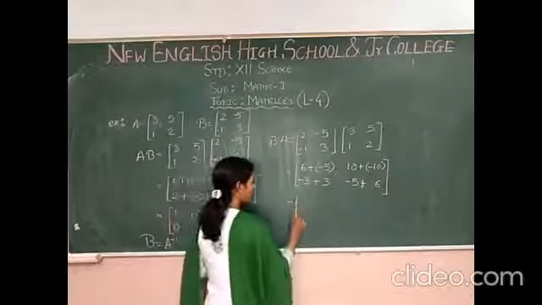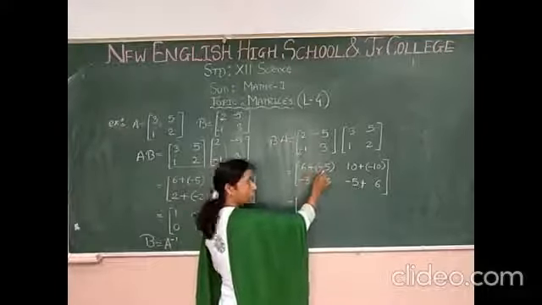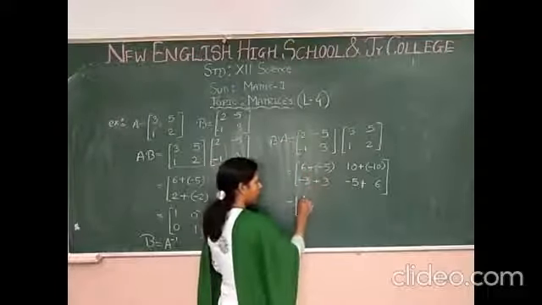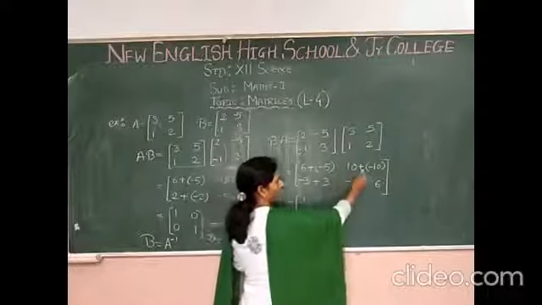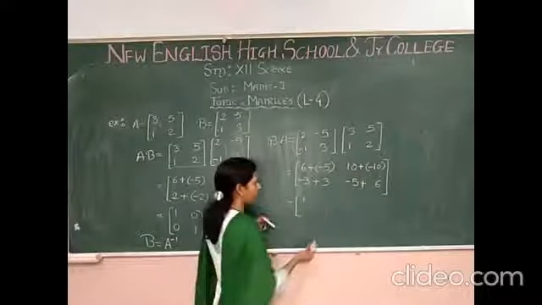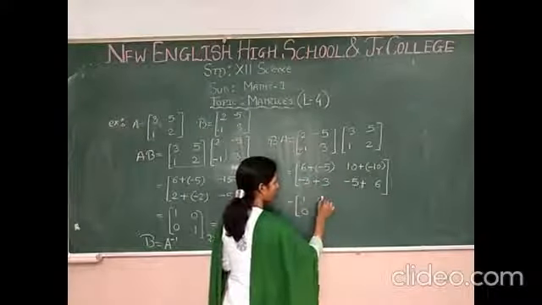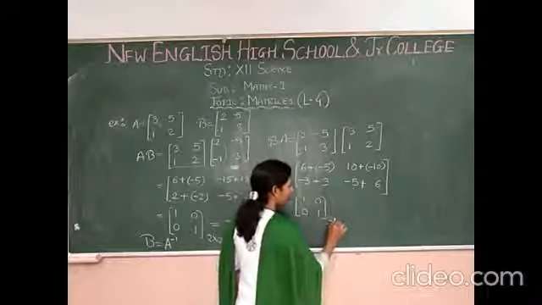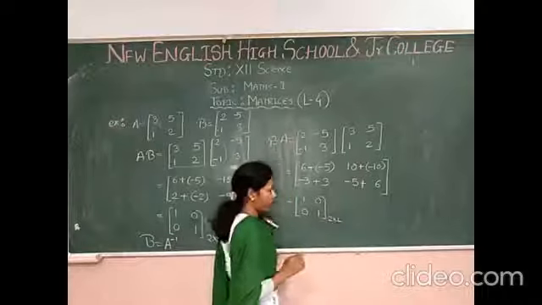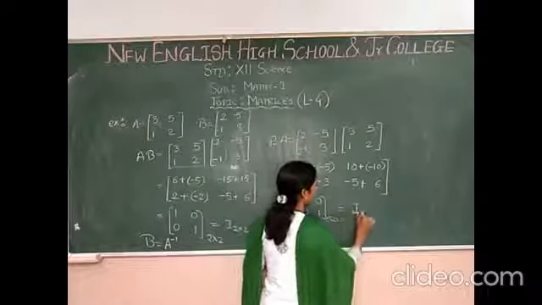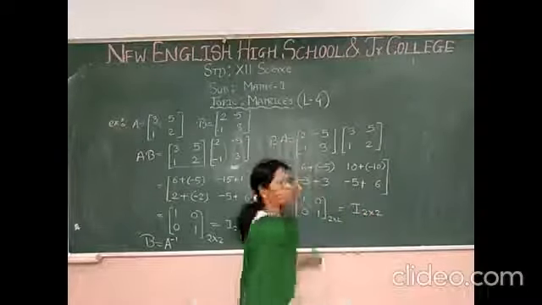Equals to -6 plus -5, that is -5. This is 1. 10 plus -10, that is 10 minus 10, 0. Here it is 0. Here it is 1. Which is again a matrix of 2 by 2, identity matrix. Means I can say matrix I of order 2 by 2.